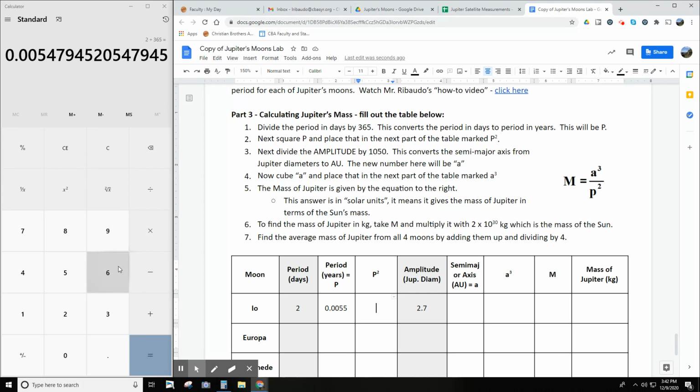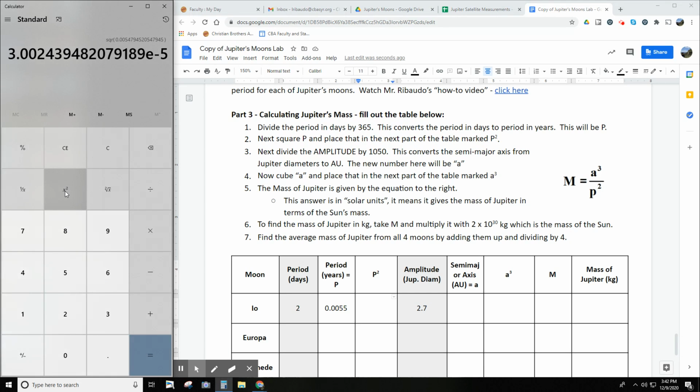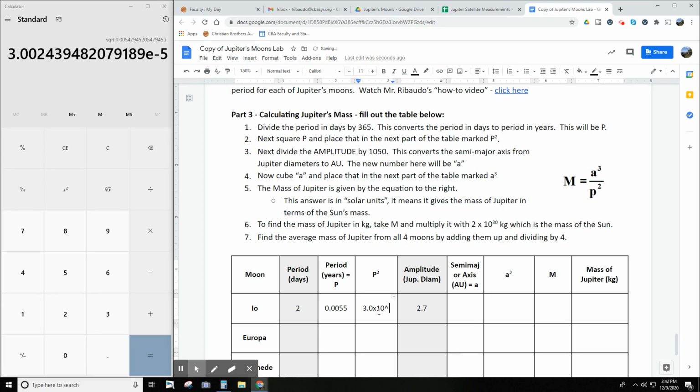Then we're going to take that same number and we're going to square it. So I squared that number. The result is 3 times 10 to the negative 5th power. Okay, so it's a much smaller number.